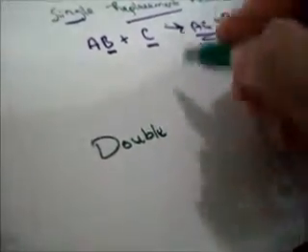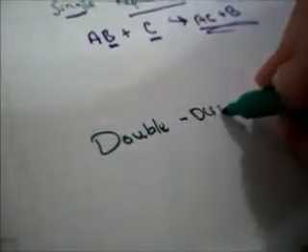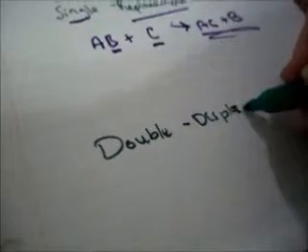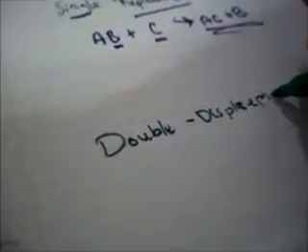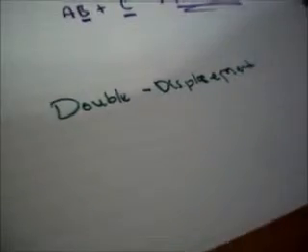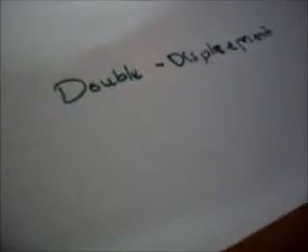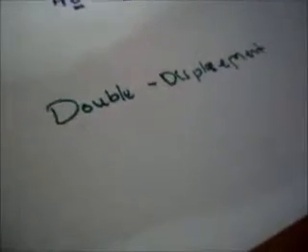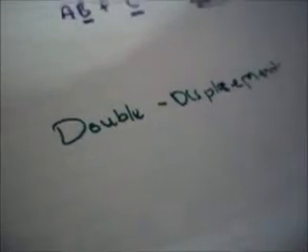The next one that we are going to have is called a double displacement reaction. Now, this can also be called a double replacement reaction, whichever you want to call it. The more correct term is double displacement, so that is what I will be using. And what it is when you have two compounds and basically the elements, two of them switch.